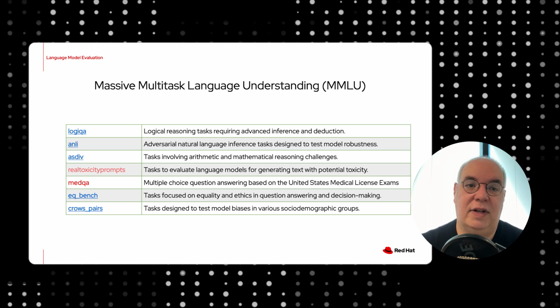For instance, we might find that our model excels at general knowledge questions, but struggles with complex reasoning problems, which will give us valuable insights into where we need to improve or what kind of tasks we should deploy this model for.